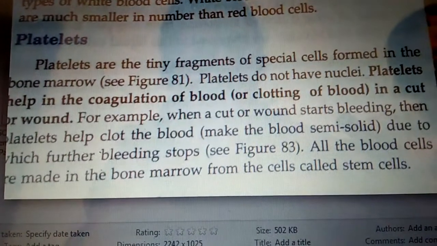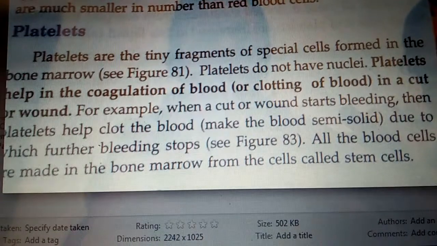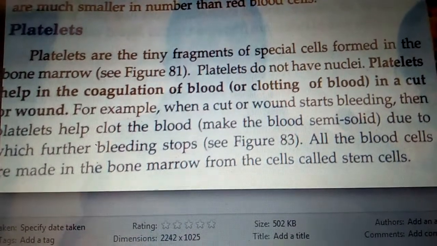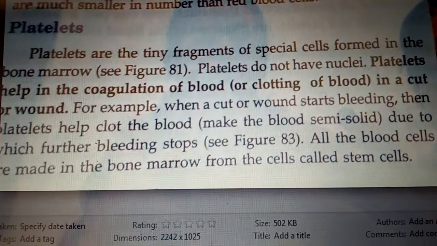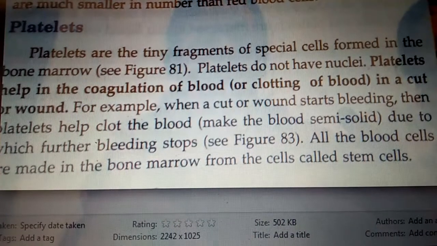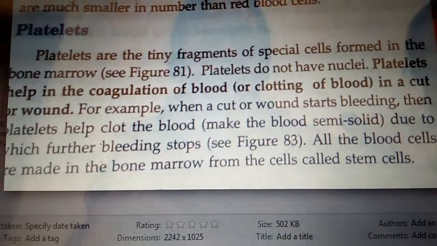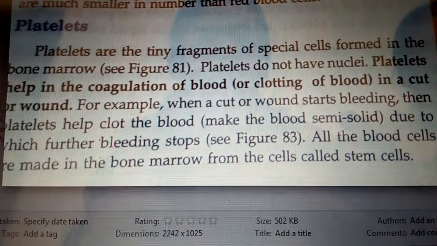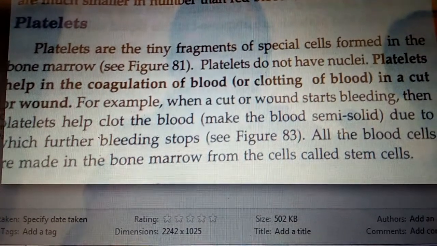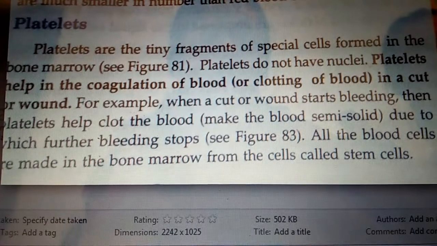The next part of the blood is the platelets. Platelets are also present with the RBCs and WBCs in the blood. Platelets are fiber-like, thread-like structures, and these platelets play a very important role in the clotting of the blood, or the coagulation of the blood.